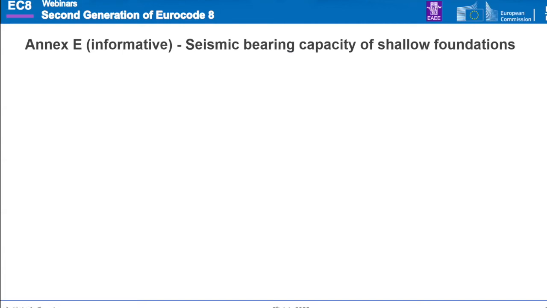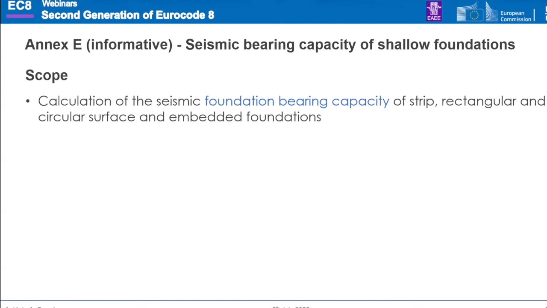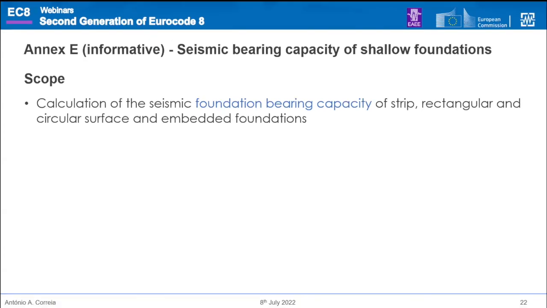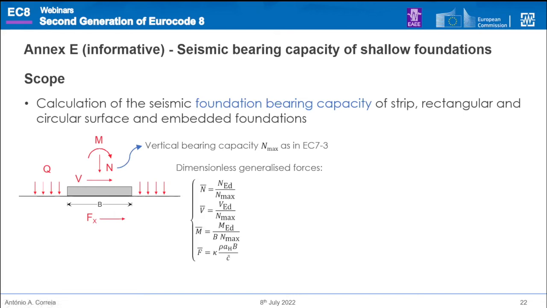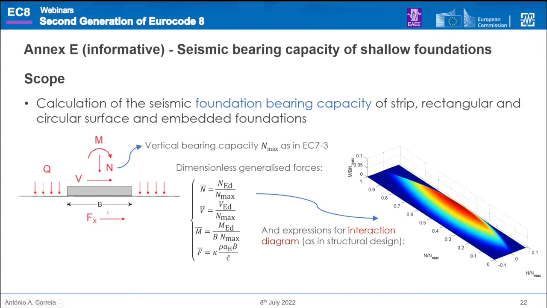Now, finally, for the final slides, I'm about to finish. So we have Annex C, which is informative, on the seismic bearing capacity of shallow foundations. One of the two aims of this annex is to provide information for the calculation of the seismic foundation bearing capacity of footings, strip, rectangular, circular, and embedded foundations, where we take into account the different forces which may be acting on the shallow foundation. We compute the vertical bearing capacity as in Eurocode 7. And then the calculations are performed in terms of dimensionless generalized forces for the vertical force, the shear force, the moment, and the soil inertia forces. And the expressions allow us to have an interaction diagram for this set of forces, as is typical in structural design.